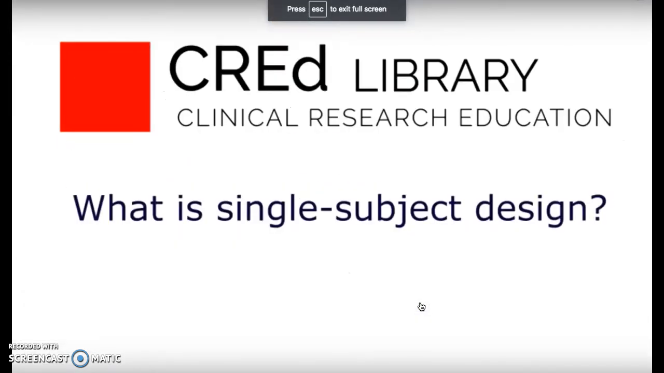The essence of single subject design is really using repeated measurement to understand an individual's normal variability so that we can use our understanding of that variability to determine what the effects of our treatment are.